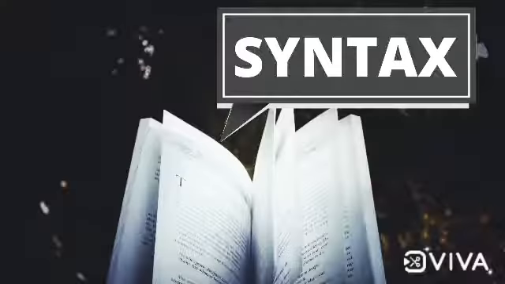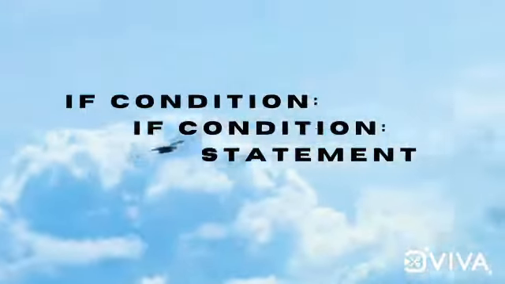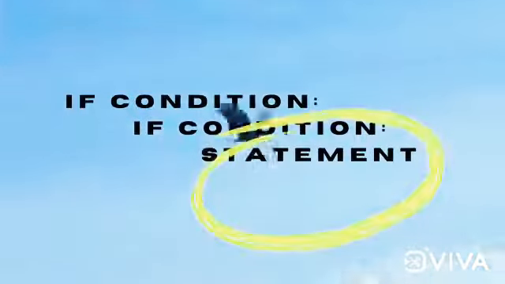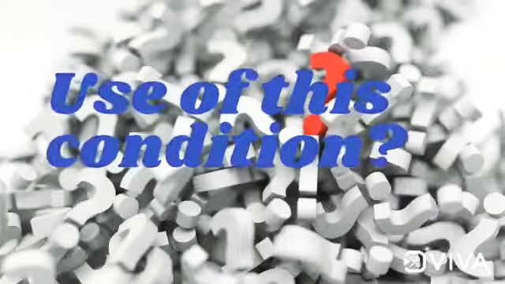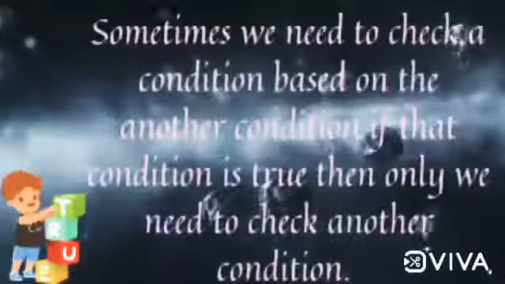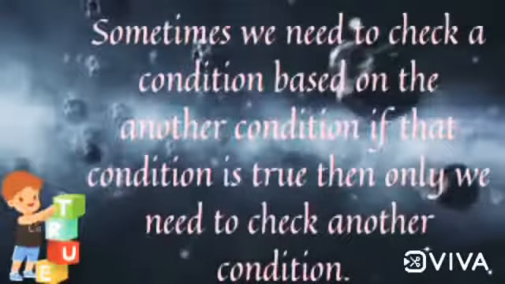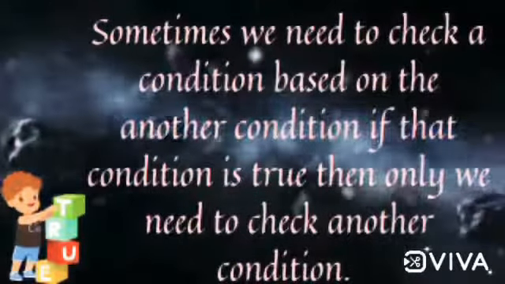Let's look at the syntax now. If the condition is true, we will check another condition. If this is also true, then I can write a statement or I can check another if condition. What is the use of this? Sometimes we need to check a condition based on another condition. If that condition is true, then only we need to check another condition.